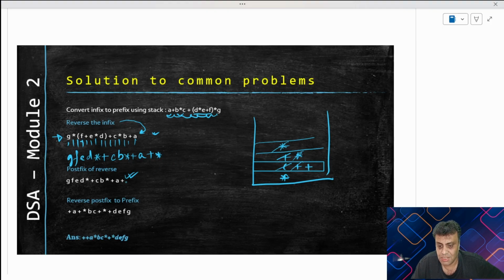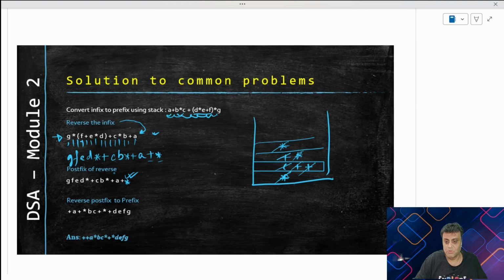There should be 3 stars, so there should be a star here, right? So the postfix of the reverse is going to look like this, because I have to pop this, and this plus and star will have to be coming here. There is a typo here, it was coming with 2 stars. We have to have 3 stars, right? So this is the postfix.